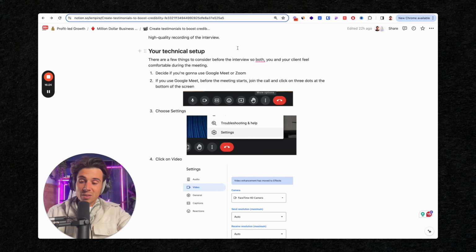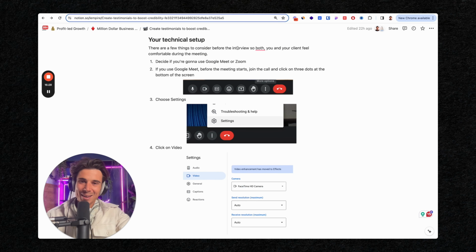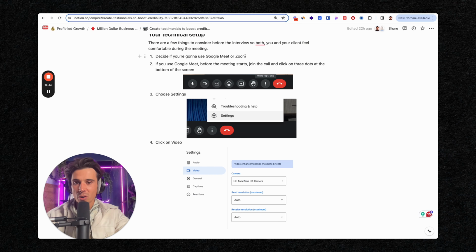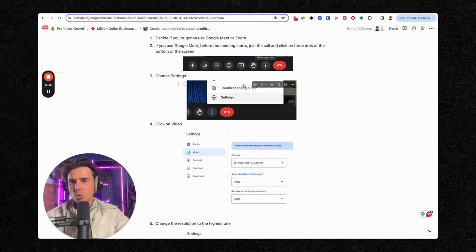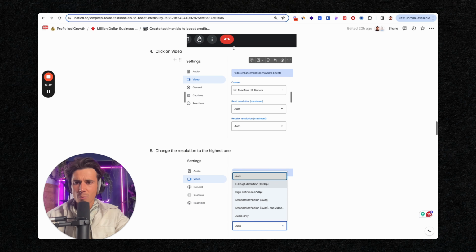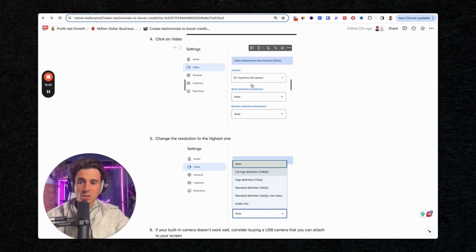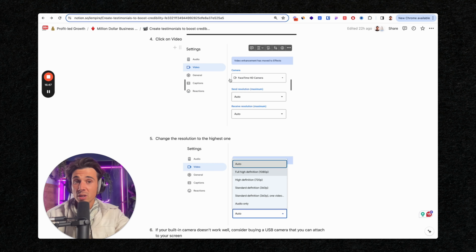Now comes the technical setup. To be honest, you don't need much. I like to do it on Zoom because Zoom essentially allows me to record all my conversations, but you can also do it with Google Meet, put it in full resolution, and then just record it with QuickTime Player. So both are free. Everything is free.